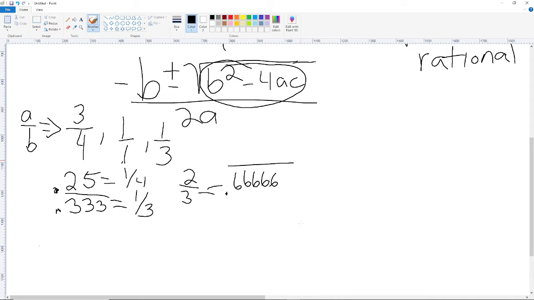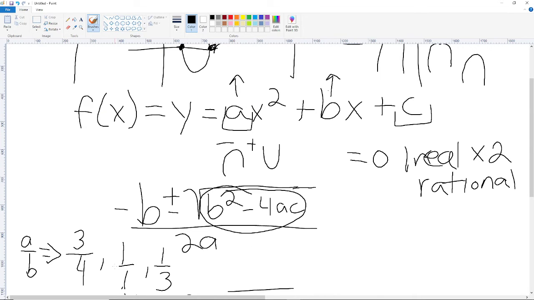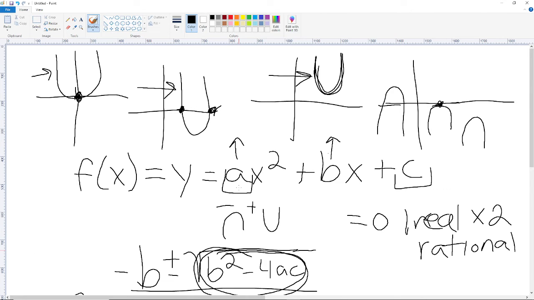Irrational numbers are numbers like pi. We can express pi as 22/7, but that's only an approximation. There's no fraction of integers that's an exact value of pi. The square root of 2 is irrational. You can estimate it, but you cannot express it as one integer over another exact value. So if the discriminant equals 0, then we know there's one real solution, it's repeated twice, and it's always rational. It'd be like this, or like this, where it only touches the x-axis. I know this one kind of doesn't, but we're in the world of make-believe, and we're pretending.